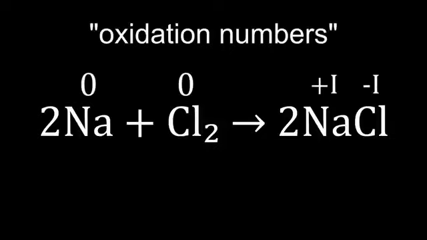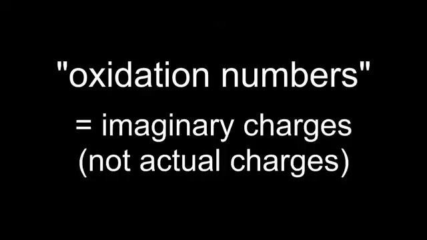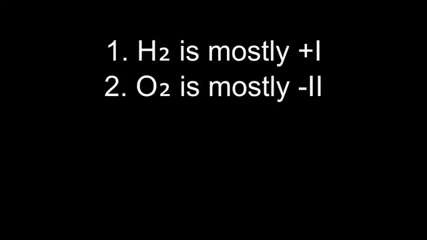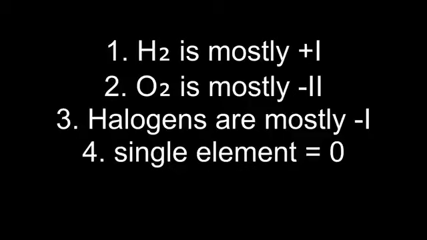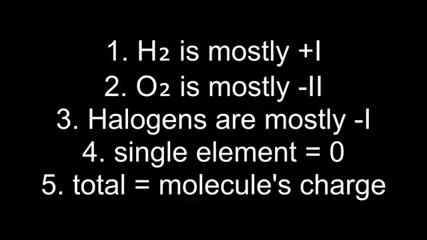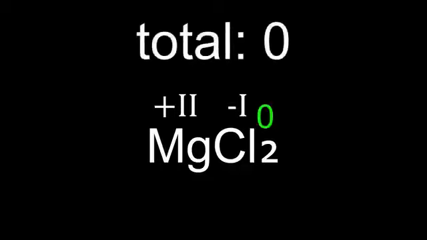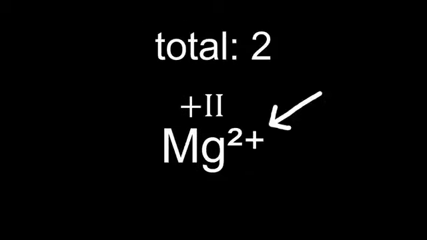More accurately, redox reactions are reactions that change the oxidation numbers of elements, which are kind of like imaginary charges. There's just a few rules you have to know to figure those out. Hydrogen is mostly +1, oxygen is mostly -2, halogens are mostly -1, single elements are always 0, and the number of all atoms in a molecule always have to add up to the molecule's charge. So this would total 0, while single ions just have their charge as the oxidation number.